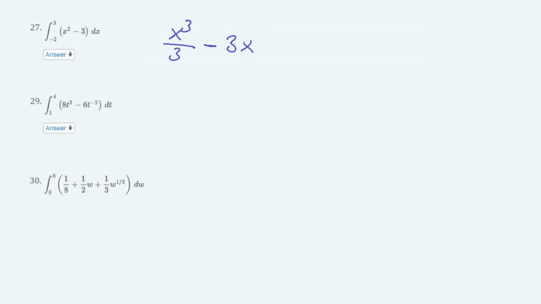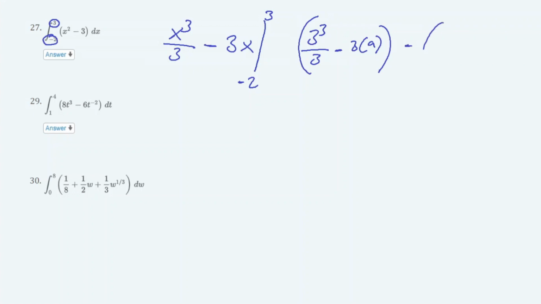And we don't put a plus c here because this is a definite integral and we're integrating it between numbers. And this is going to be integrated from -2 to 3. All we need to do is plug in the x values here and subtract both things. So we would have 3 cubed over 3 minus 3 times 3, and that would be minus -2 cubed over 3 minus 3 times -2.